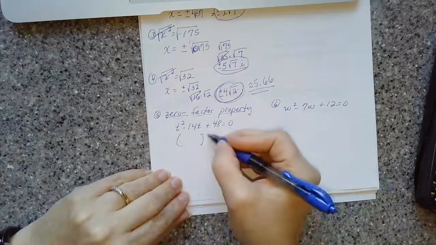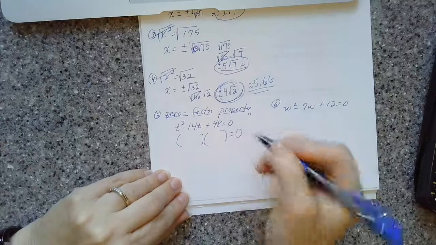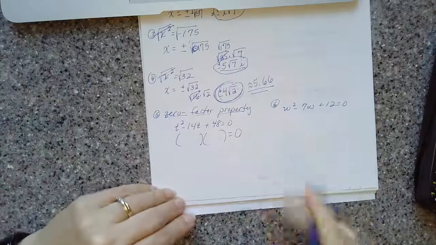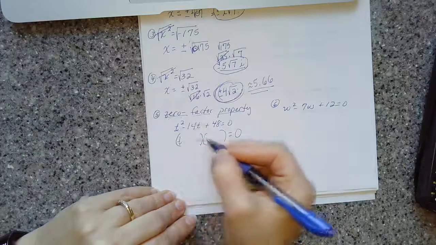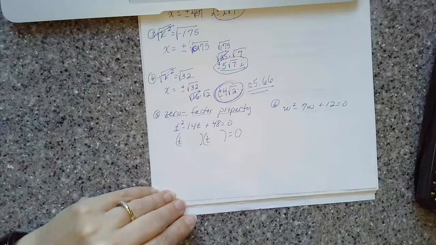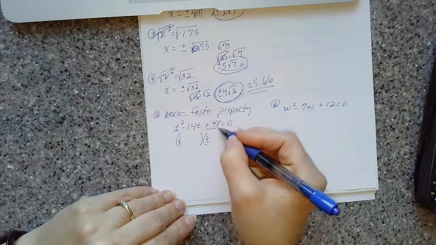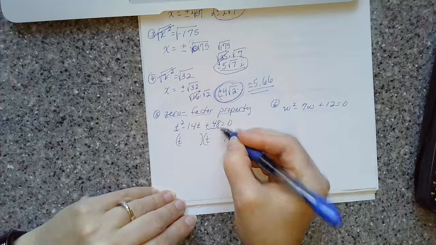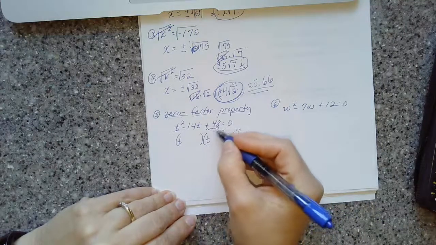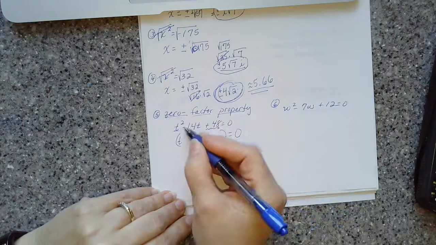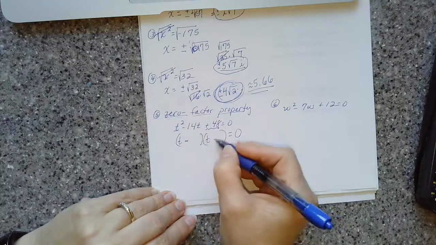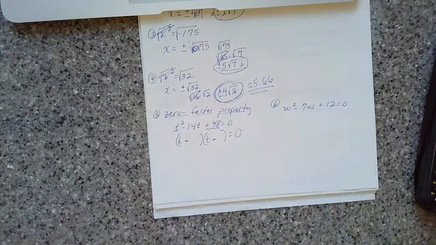And you're going to work these puzzles backwards and think what multiplies to give me t squared on the first times first. So I need a t times t. Then you think about this last term. To get a positive 48, the signs have to be alike. But since there's a negative in the middle, that clues me in that it was a negative times negative, which gives me a positive on the end. It factors into a negative, negative, negative.